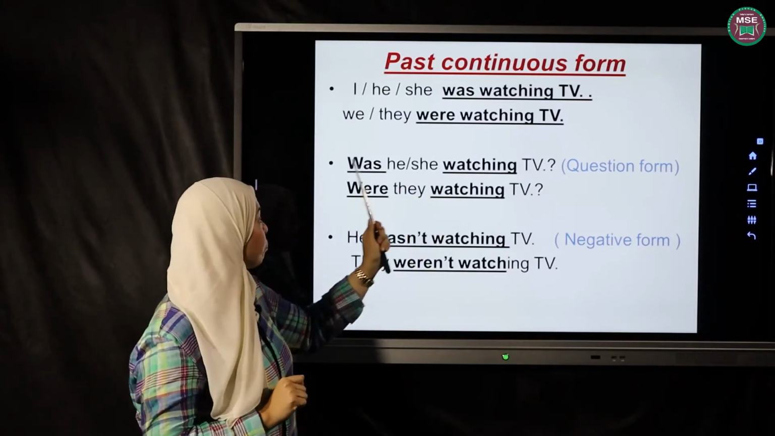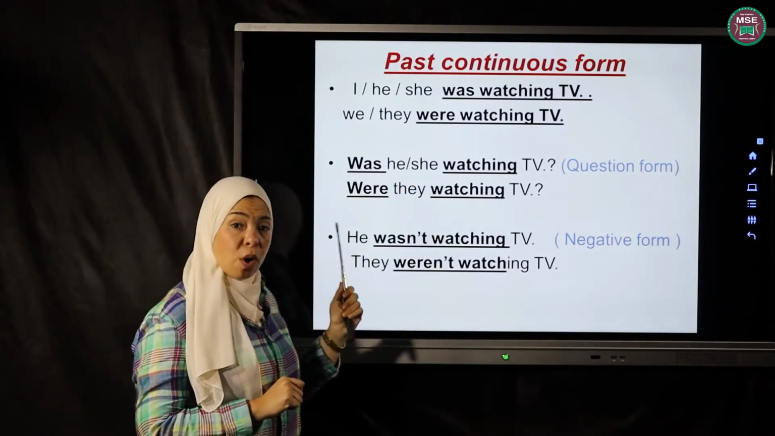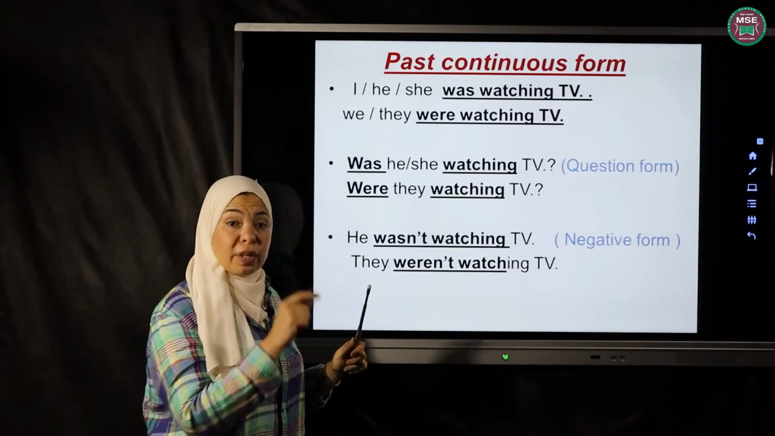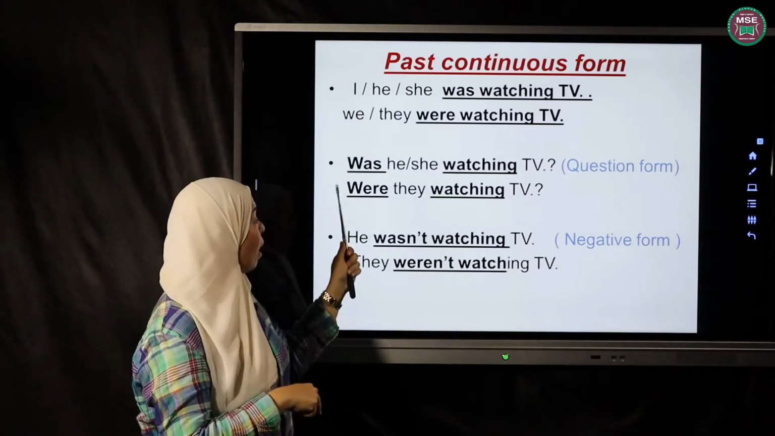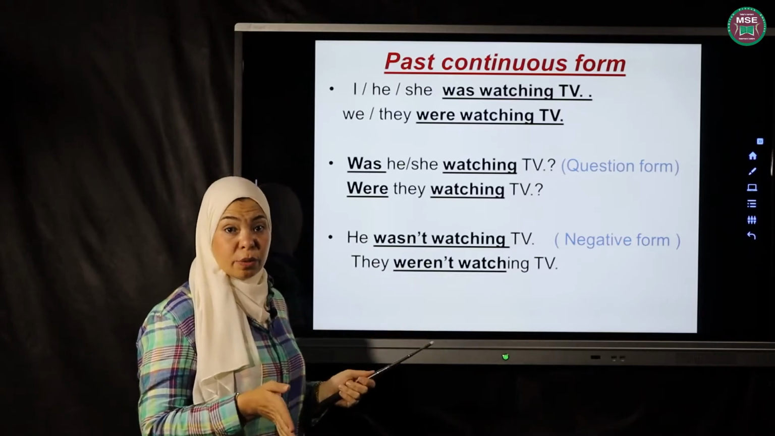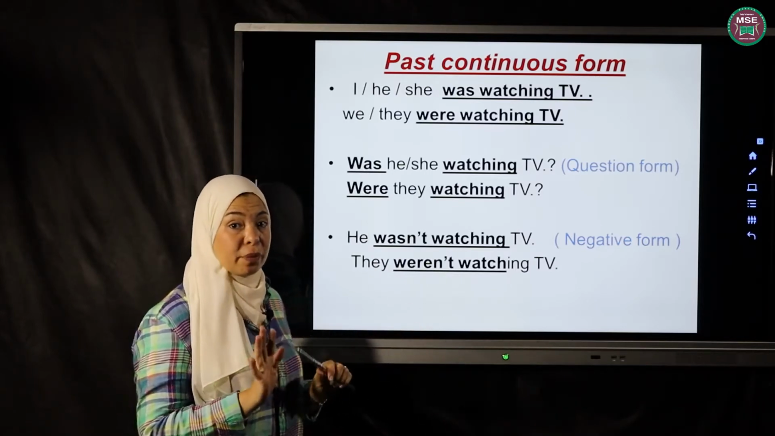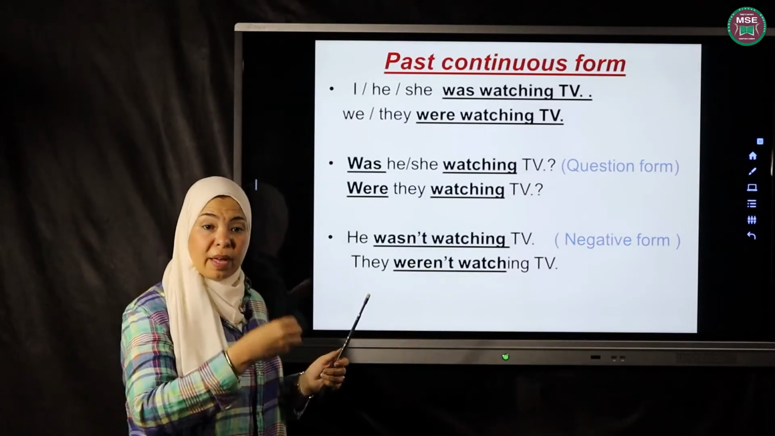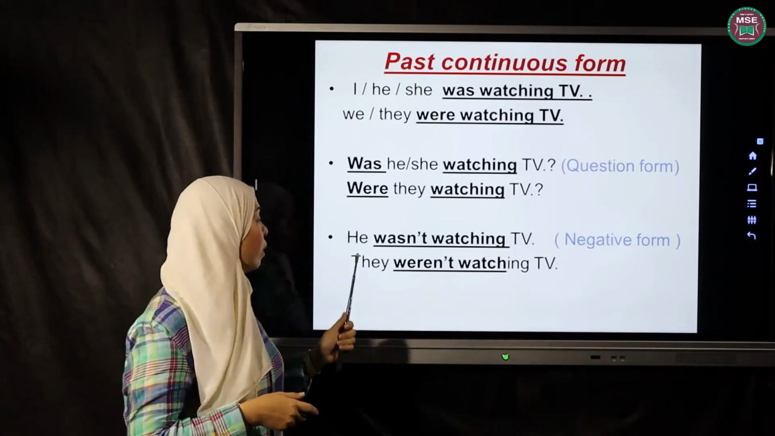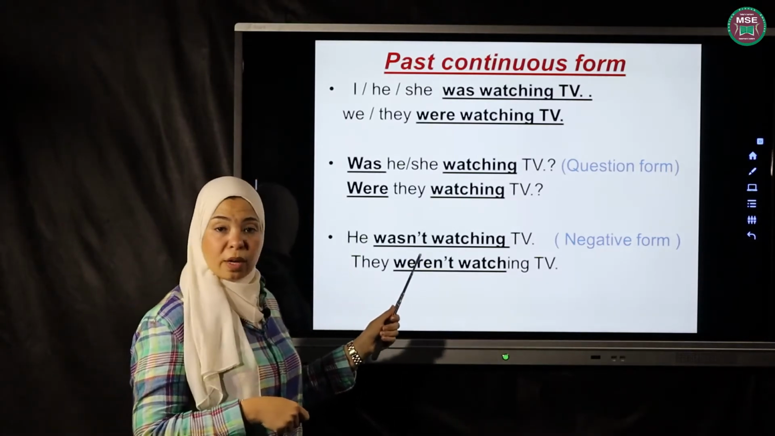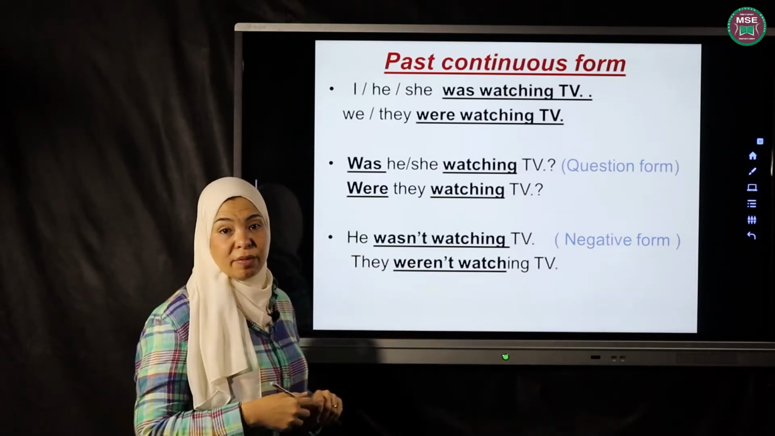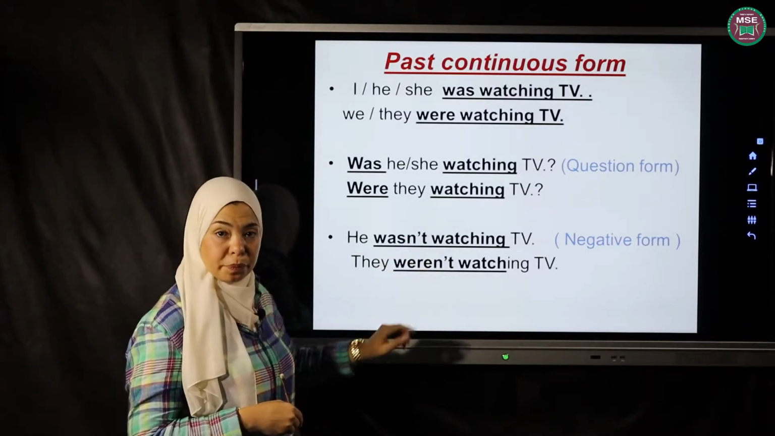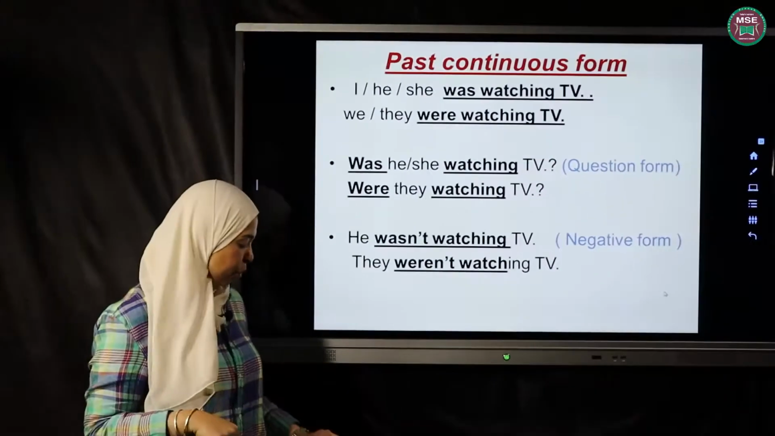Were watching TV. This is the question form, starting by was or were. Was he, was she watching TV? This means that I have to put the ing form also in the question. Were they watching TV? Of course, the answer will be yes, he was, yes, they were, no, they weren't, or no, he wasn't. So by putting not at the end of the helping verb, was or were, this is the negative form. He wasn't watching TV, or they weren't watching TV. This is the short form for not, wasn't, weren't. Okay?